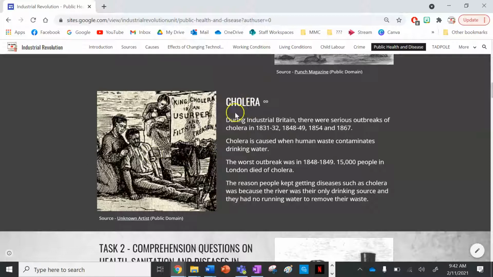Just a quick look at cholera, probably the most prominent of the diseases during the Industrial Revolution in Britain. During industrial Britain, there were serious outbreaks of cholera in the years 1831 to 1832, 1848 to 1849, a big one in 1854, and then one in 1867. Cholera is caused when human waste contaminates drinking water, and then people drink it, obviously. The worst outbreak was in 1848 to 1849, where 15,000 people in London died of cholera.